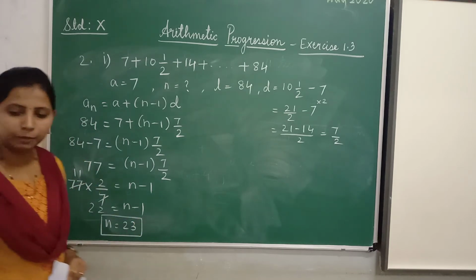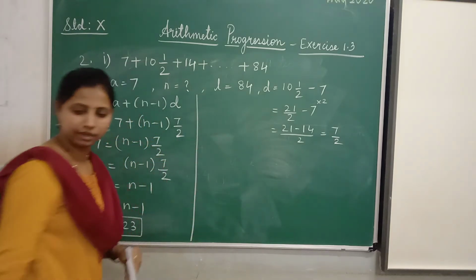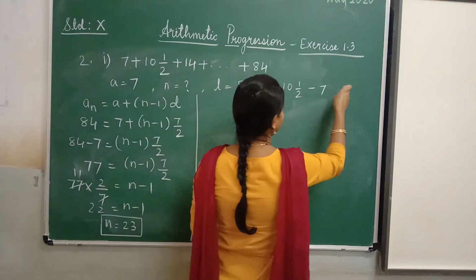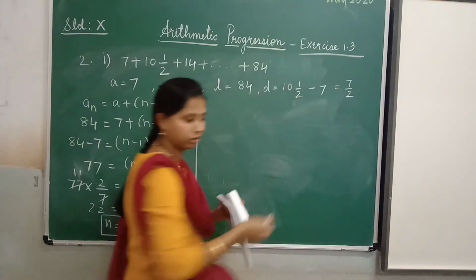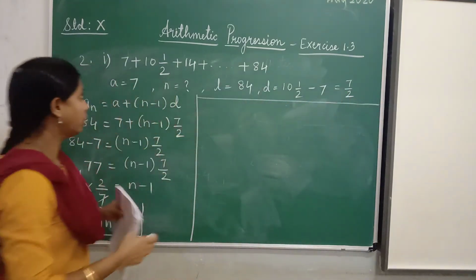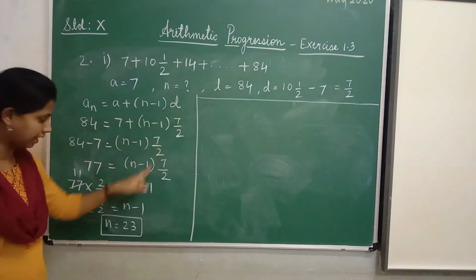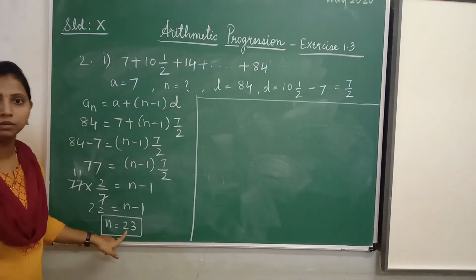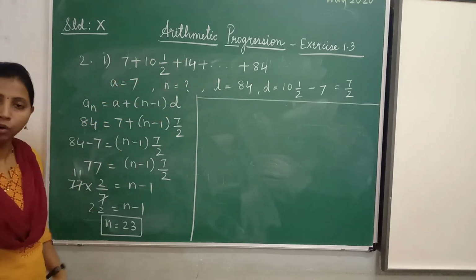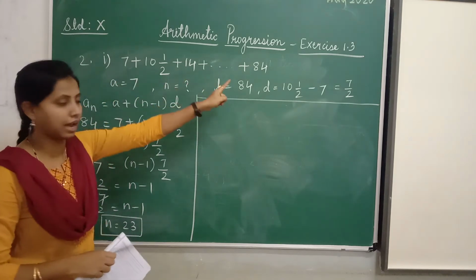Now you can find the sum of the terms. Yes, that is, I will write this here. This is, if you subtract, you will get 7 by 2. Okay. Now we understood that from 7 to 84, how many terms are there? 23 terms are there. It means from 7 to 84. Now we have to find the sum of these 23 terms, where first term and last term are given.